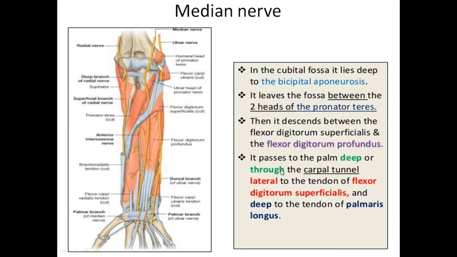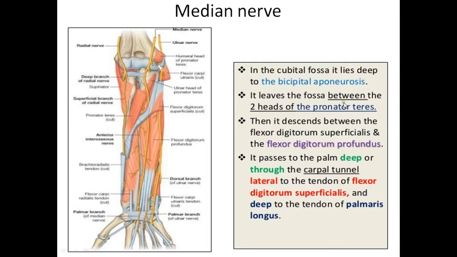Now the nerve that is found in the anterior compartment, the major nerve, is the median nerve, which is the main supply of the anterior compartment. All the muscles are supplied by the median nerve except the medial part of the flexor digitorum profundus and the flexor carpi ulnaris.